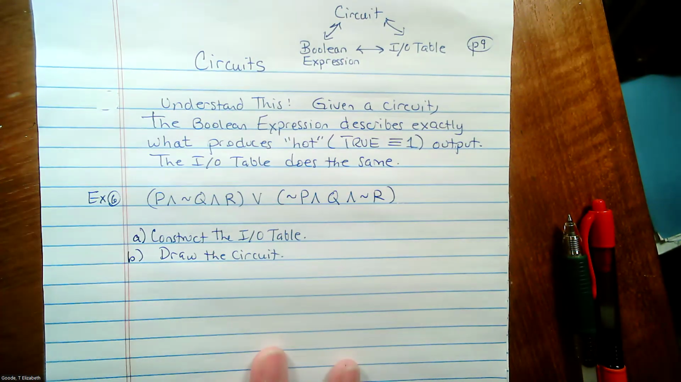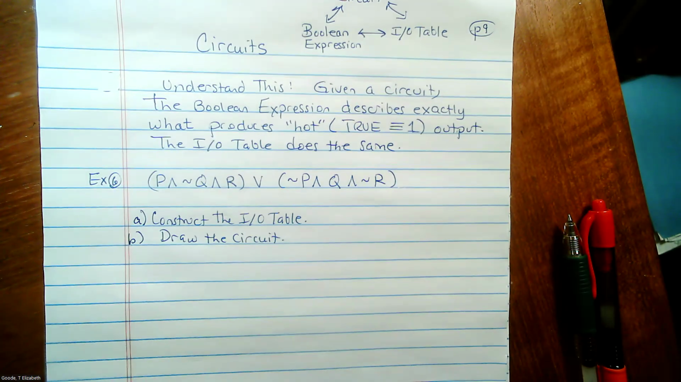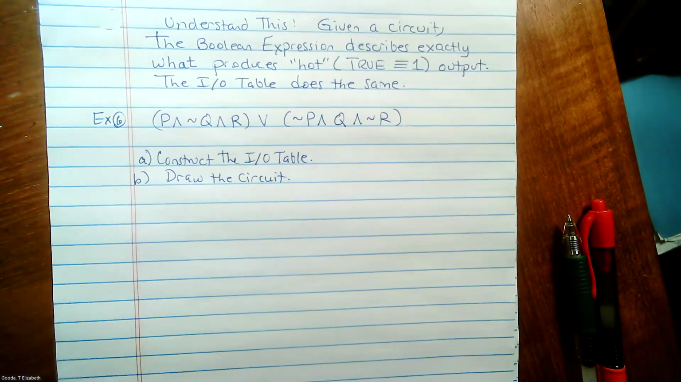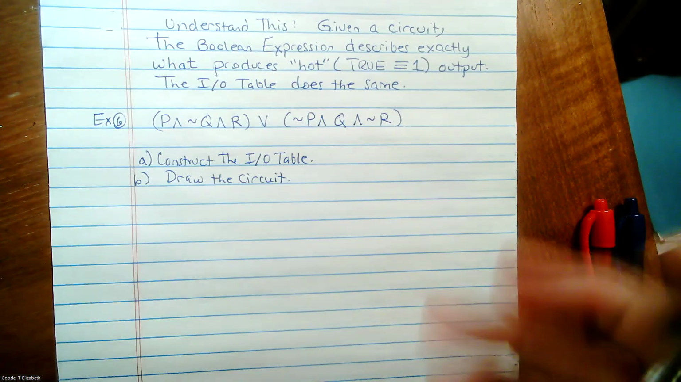Okay. So for this circuit, is it the one that has like the and in a circle, and then there's a line and like lines connecting them together? Yeah, okay.